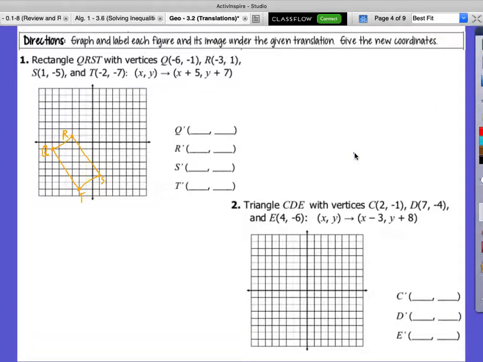Okay, so I plotted the original 4 points. Hopefully you did the same. Right, Skylar? One below it. Okay.